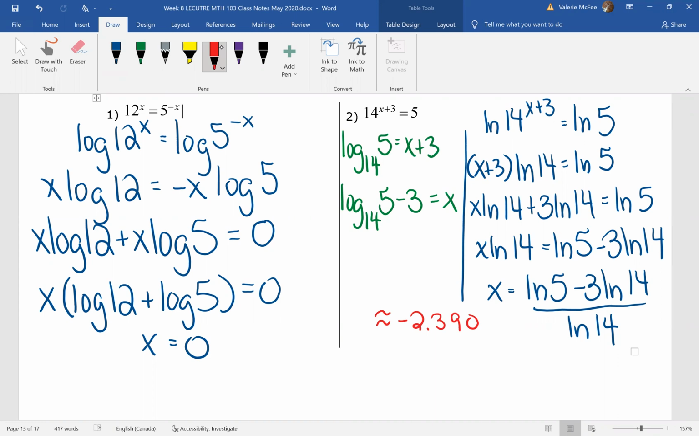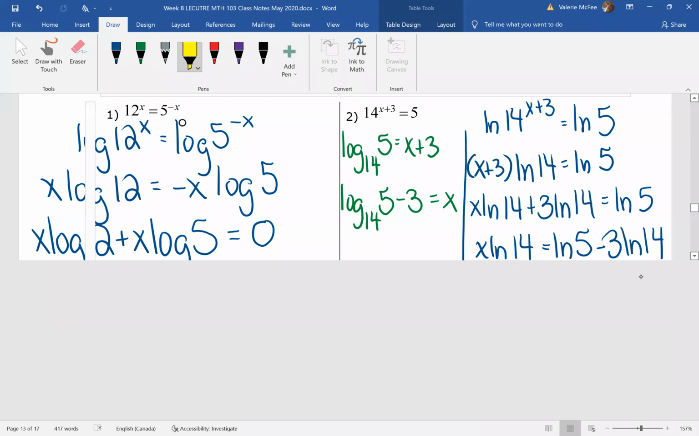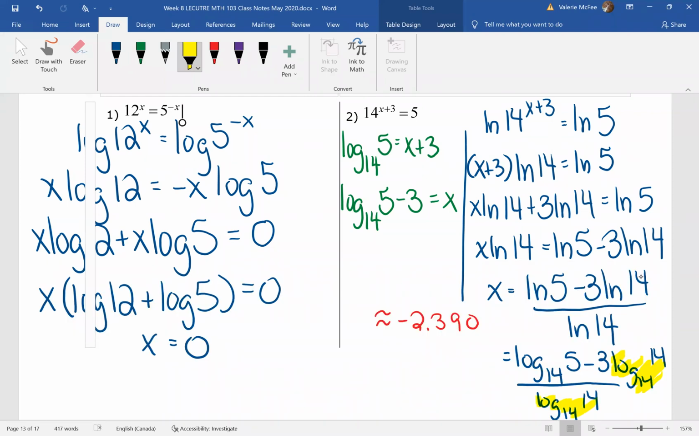Here's another way to check that these answers are the same, even though they don't look exactly the same. Instead of applying a natural log, on the right-hand side, I'm going to apply log base 14. So here I would have log base 14 of 5 minus 3 times log base 14 of 14 all over log base 14 of 14. Now remember, this equals 1. This gives me exactly the same answer that I had over here. Log base 14 of 5 minus 3.